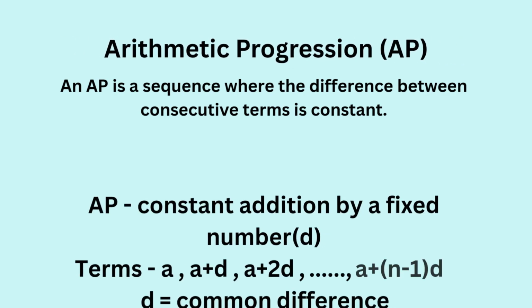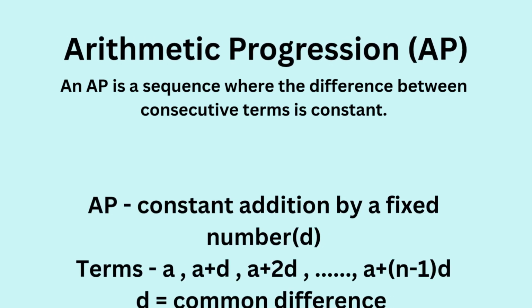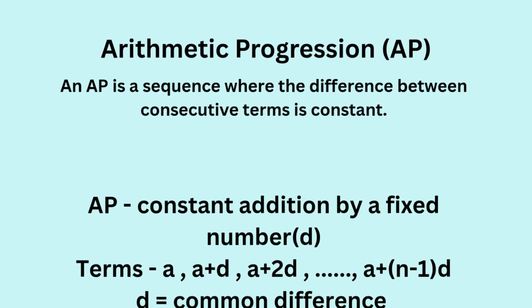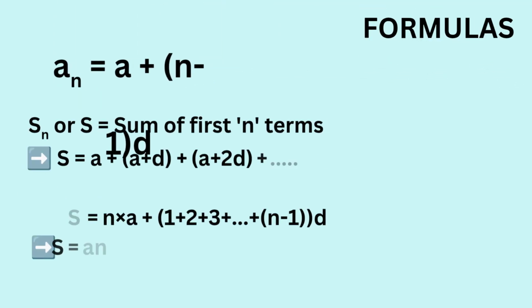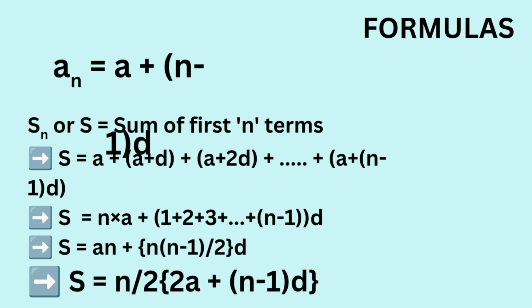In an AP, we simply add a fixed number to get from one term to the next. This fixed number is called the common difference, denoted by d. The formula for the nth term is a_n = a + (n-1)d, because d is added n-1 times, and the sum of n terms is S_n = n/2 [2a + (n-1)d].